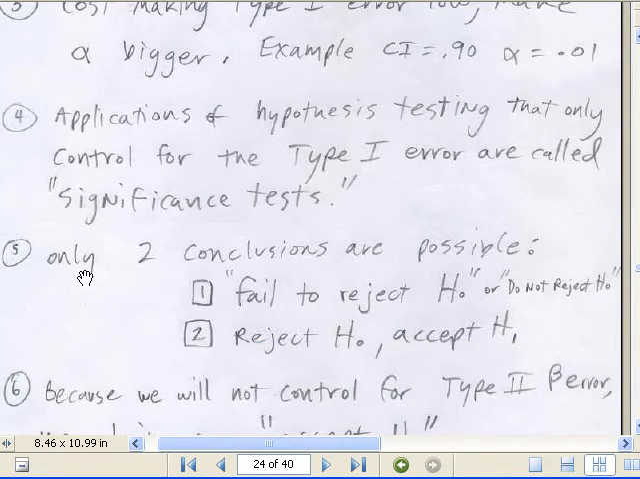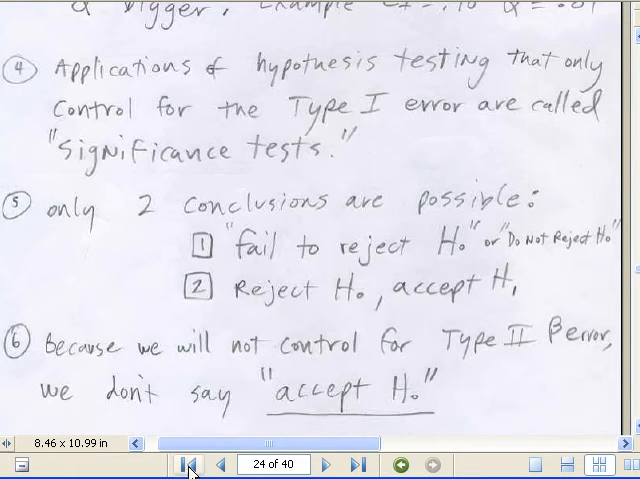That's an important point. So for us, only two conclusions are possible. We either fail to reject H sub 0, or we reject H sub 0 and accept H sub 1, or H sub a. So those are our only two conclusions. And we'll be careful in our language. I tend to always say something is reasonable or it's not reasonable. Or maybe I say this is extremely reasonable given our sample evidence, or this is not reasonable, or this is extremely unreasonable given our sample evidence.